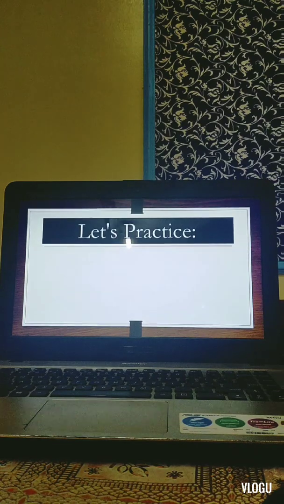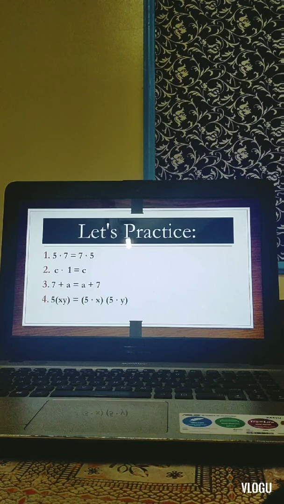Okay, by this time, let's have a practice to test if you know the properties of real numbers. First is 5 times 7 is equal to 7 times 5, and second is c times 1 is equal to c. And number 3, 7 plus a is equal to a plus 7. And number 4, the last item, 4 times xy is equal to 5 times x times 5 times y.